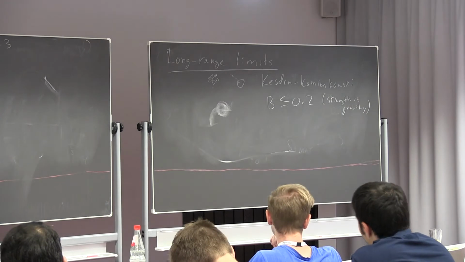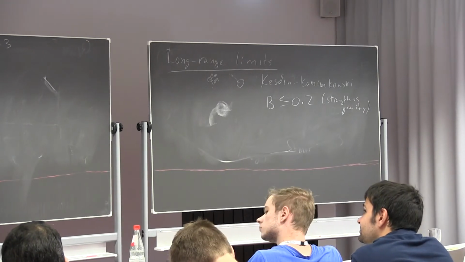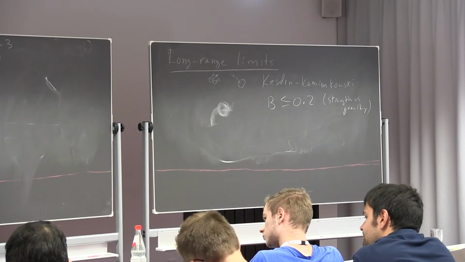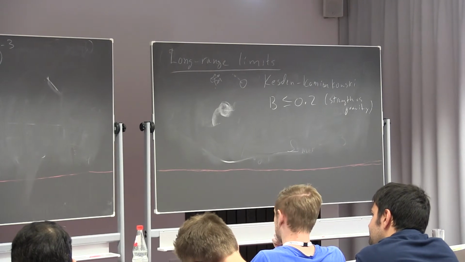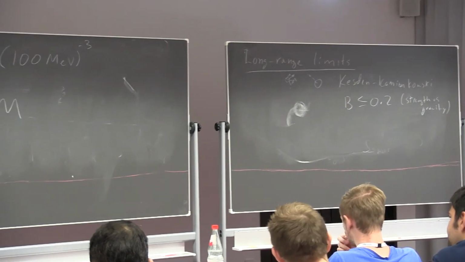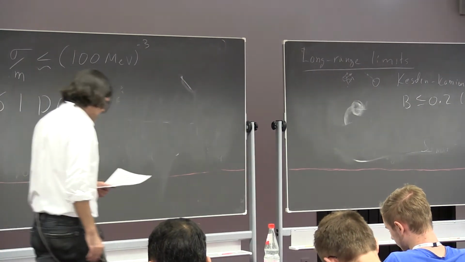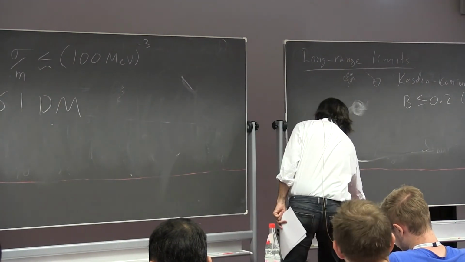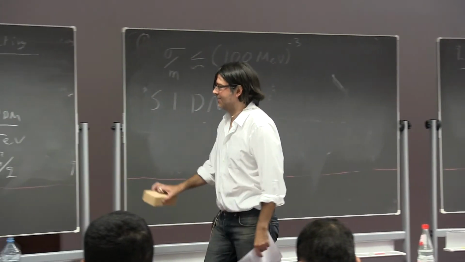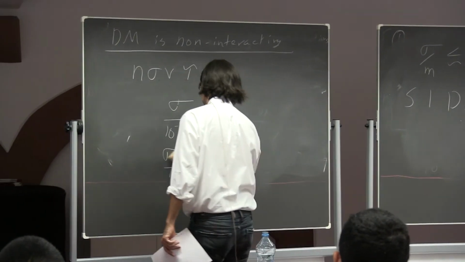Okay, so dark matter has to be cold, collisionless, non-interacting. Well, that's collisionless. What do I do with the eraser? So there's one more property that it has to have, and that is that it must be stable.